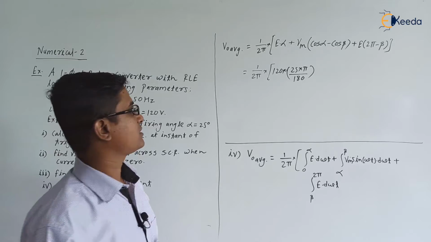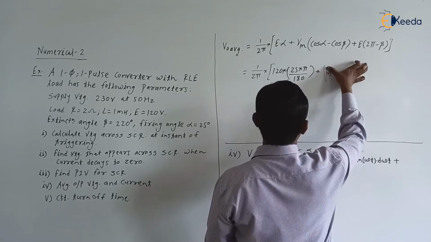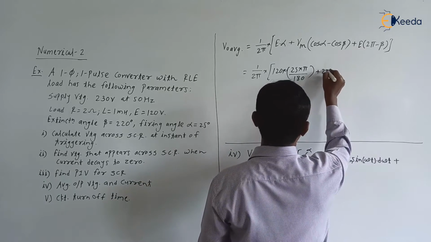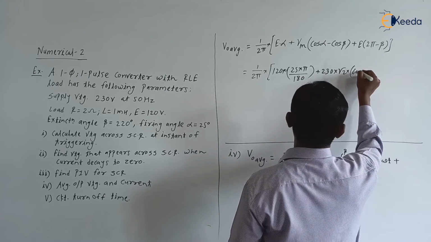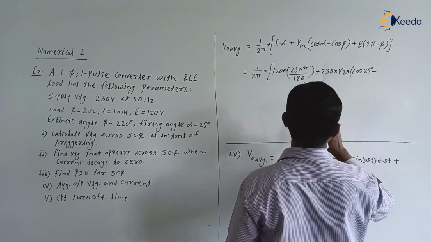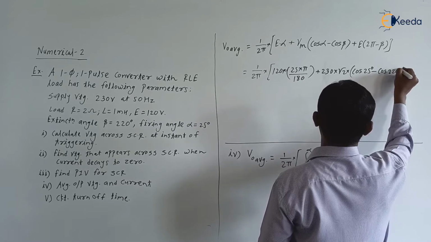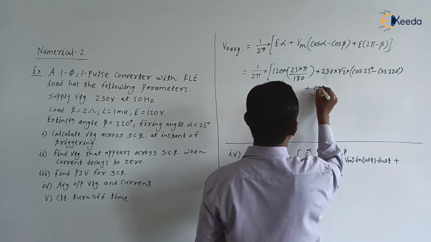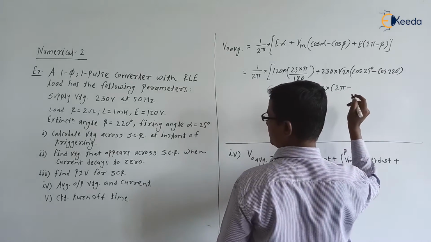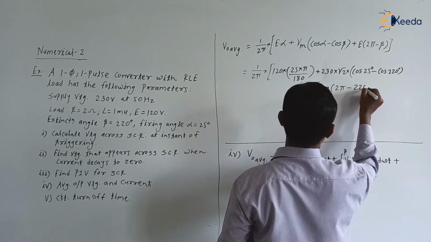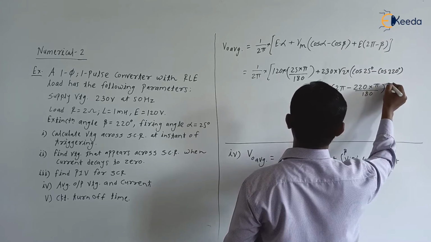Next, plus Vm, we can write it as 230 into root 2 directly. So it is 230 into root 2 into cos alpha, so it is cos of 25 degree minus cos beta, cos of 220 degree, plus E is 120 into 2 pi minus beta, beta is 220, so 220 into pi by 180.